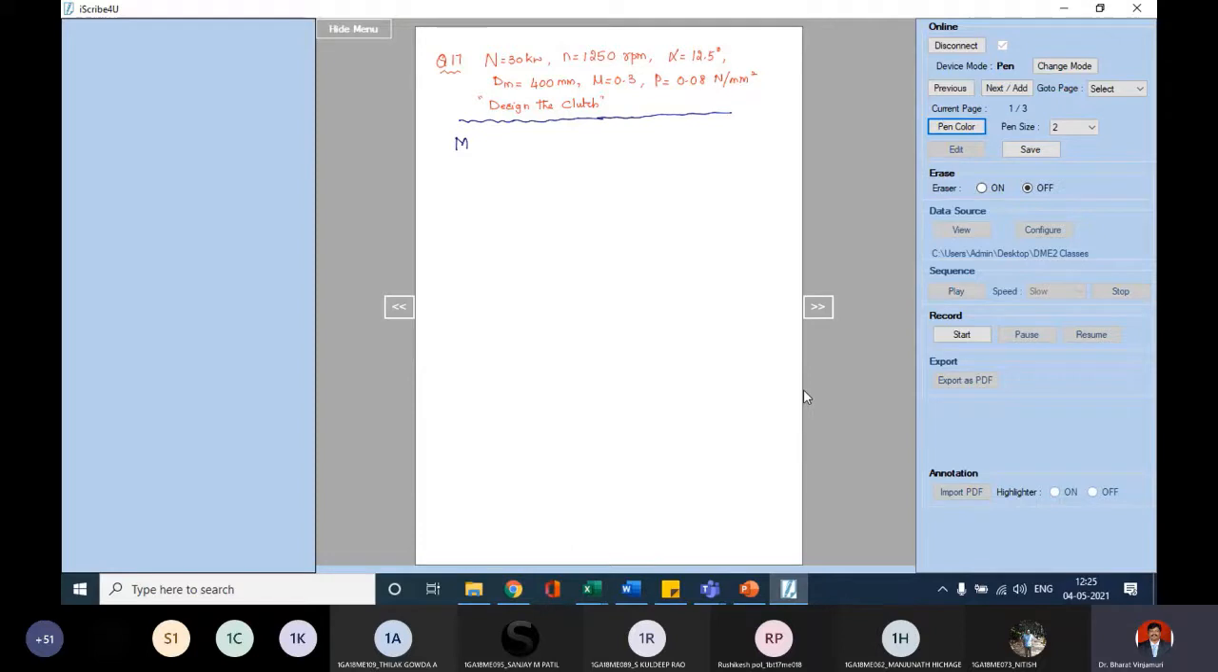Torque MT. I want your quick answers now. 9.55 into 10 power of 6 into capital N by small n. He has given the values of small n and capital N. Capital N is 30, small n is 1250. So tell me the answer. 229200, sir. 229200 newton-mm. Right, that is your answer.